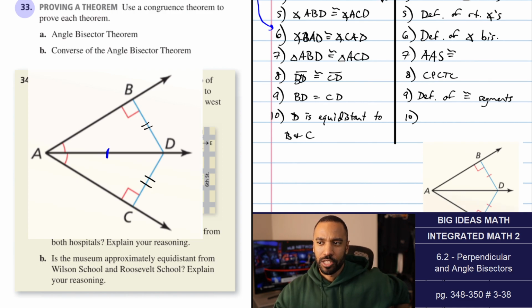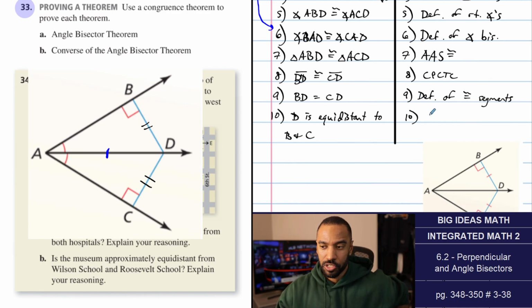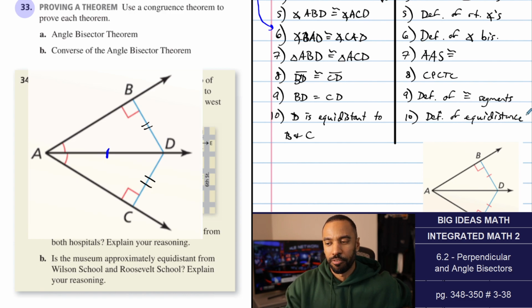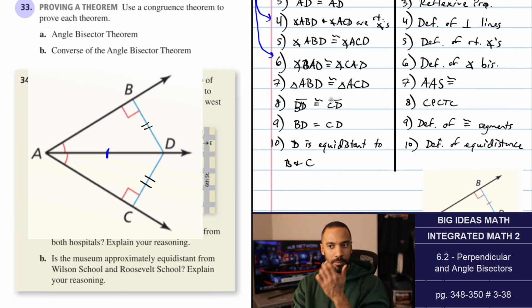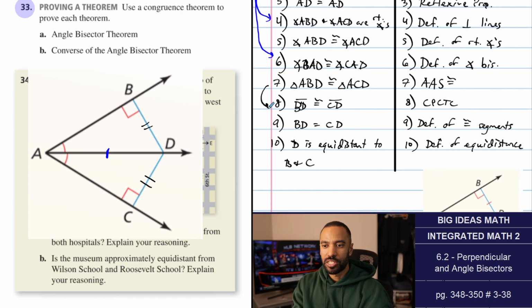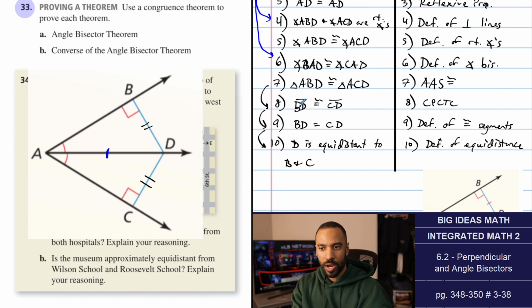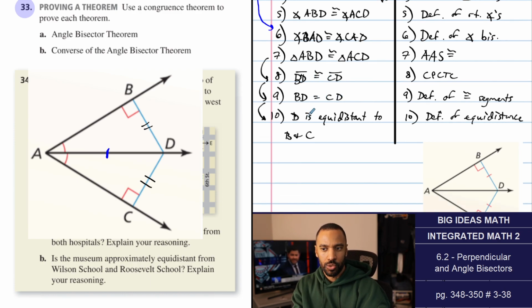I'm going to imagine that's what it is. There is a definition that they're the same distance away. So, definition of equidistance. I'm kind of making up a reason, but the concept makes sense. It's based off the previous statement. One statement led to the next. Congruent triangles led to congruent segments, led to equal segment lengths, led to equidistance. So that is 33A.